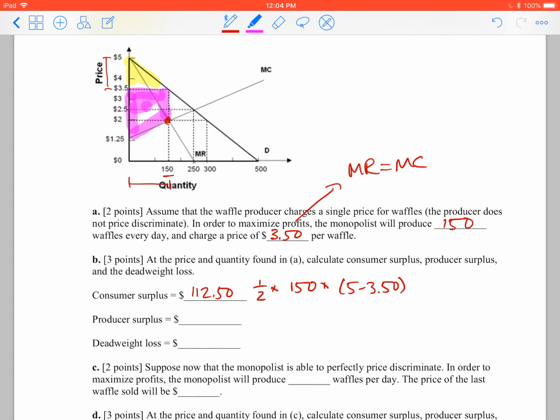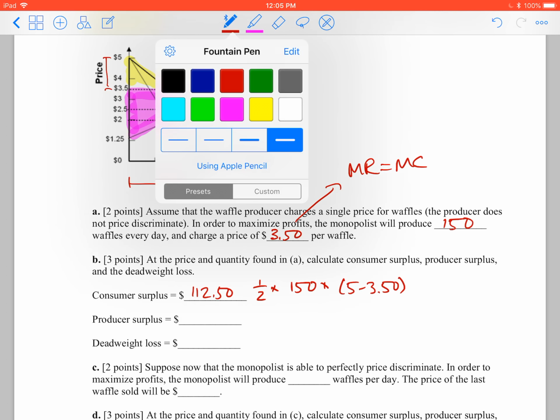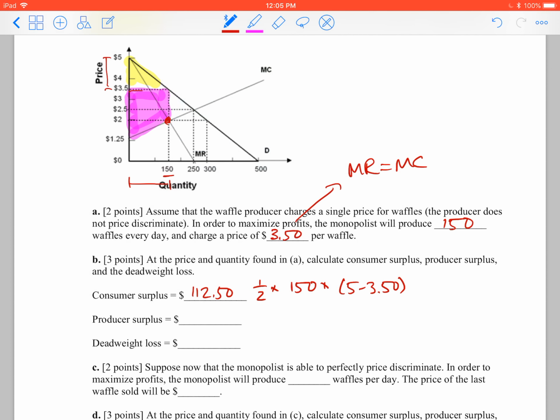You see that it's not an easily figured out area. So we have to divide this into a rectangle, which is here, and then a triangle that's below it. Then those we can calculate. For the rectangle, there's no 1/2, it's just base times height. So that's a base of 150 times the height, which goes from $3.50 to $2.